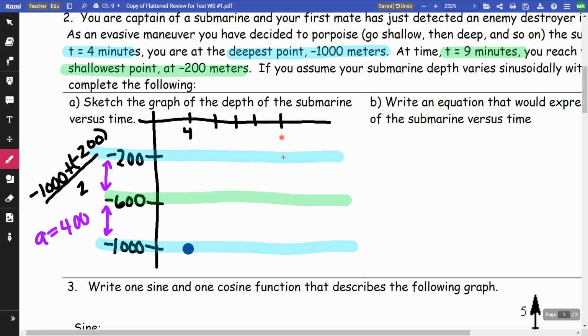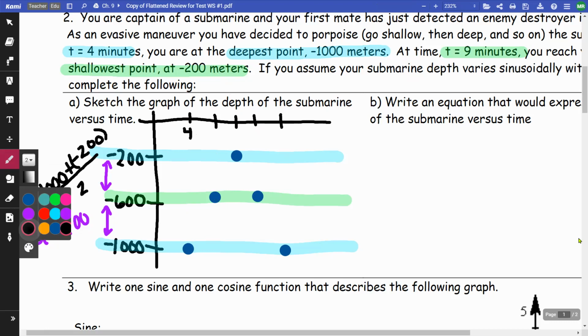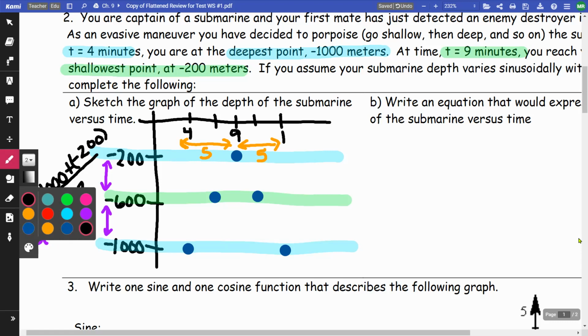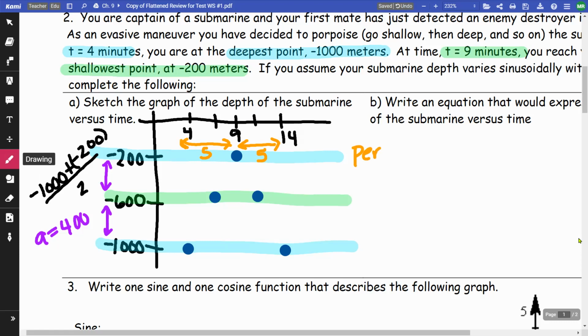Now we're going to end, I don't know what this is yet, but we're going to end at the deepest also. We're going to do a cosine for this. Halfway in between is going to be our high, and then in between those are going to be what I would normally call my zeros, but at -600. In this case, 4 is at -1,000, and 9 is where my -200 is. So this right here is going to be 9. Now, if that's 9, the distance from here to here is 5. So that means the distance from here to here is also 5. So we are going to be ending at 14. That means our period is going to equal 10 minutes in this case. So this is minutes and this is meters over here.